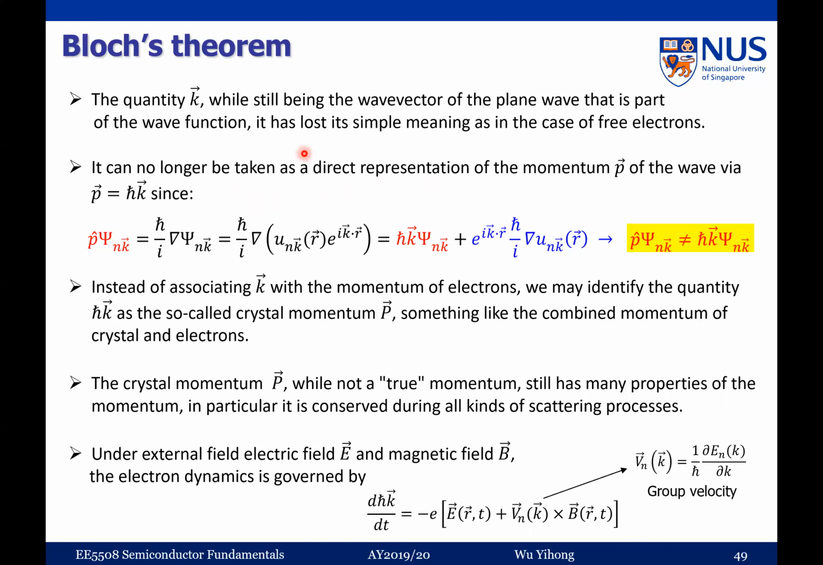This means the real momentum, we just compare with the free electron, because in the free electron case, ħK is the real momentum of the electron. But inside a crystal lattice, ħK is no longer the true momentum of the electron, but we still call this a momentum. We call it the crystal momentum. So first we explain why this is not the true momentum of the electron.